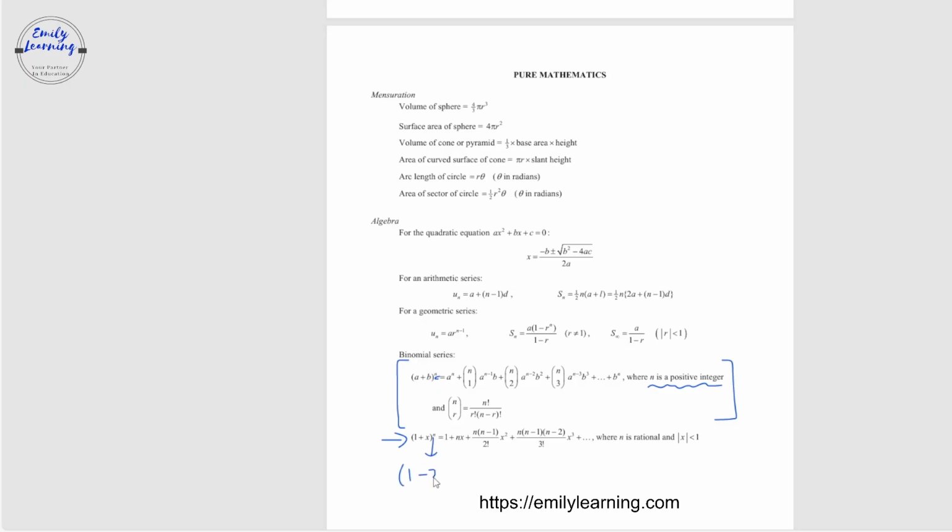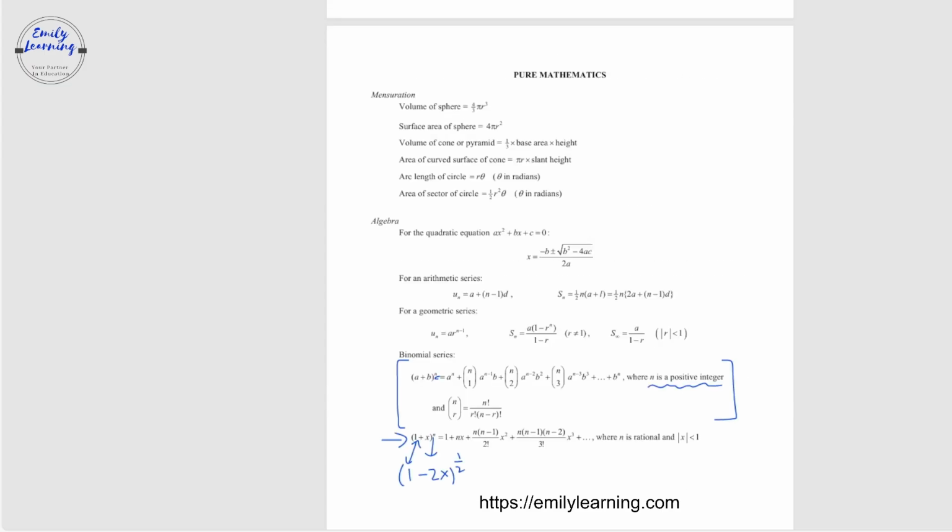So we have 1 minus 2x to the power of half. If you compare with this, they both start with 1, so that's great. If not, you need to change it until it starts with 1. Then instead of x, you have minus 2x, and your n is half. So in other words, you replace all your n with half and your x in this formula with minus 2x. Next, you're told that you want terms up to x squared, so therefore you expand up to x squared here. So with that, let's do the expansion.